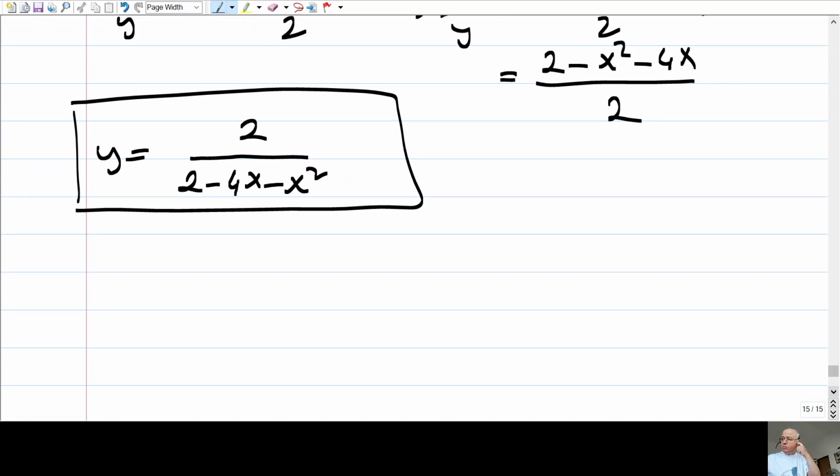Let me do one more topic related to separable equations. So let's see another type of equations, so-called homogeneous equations.